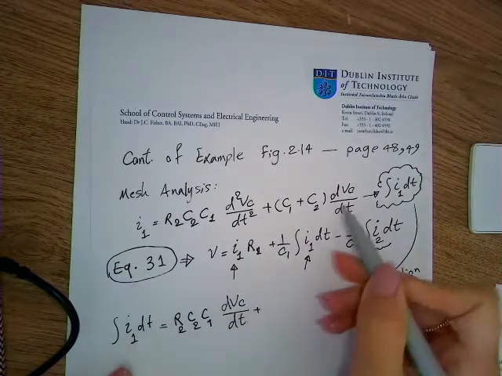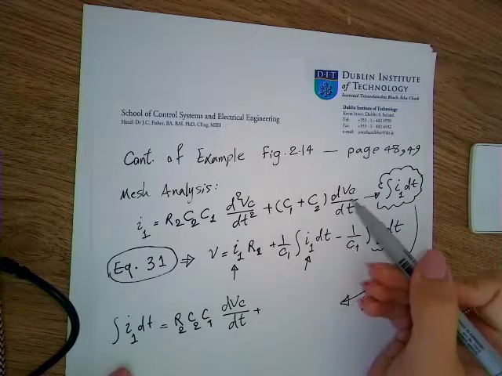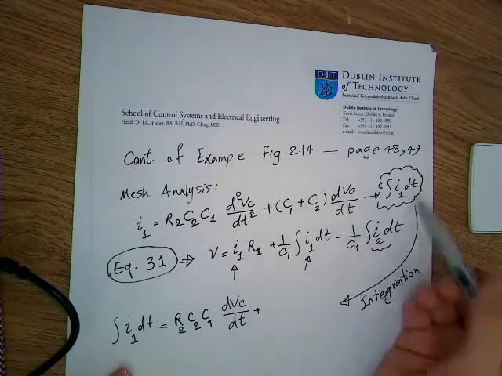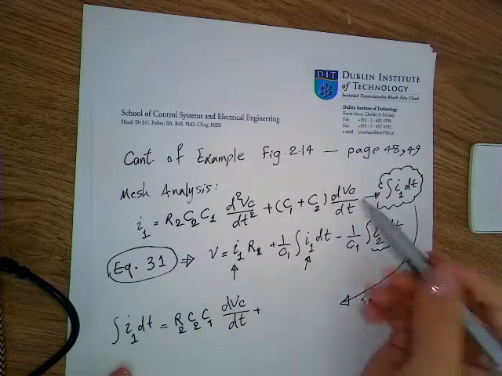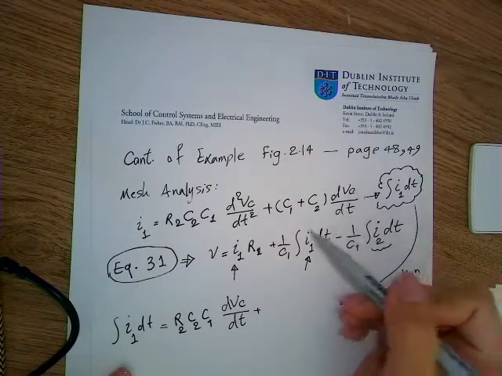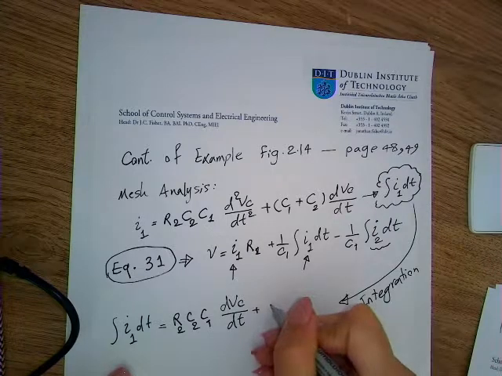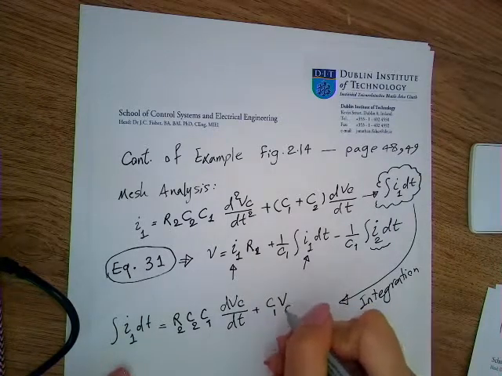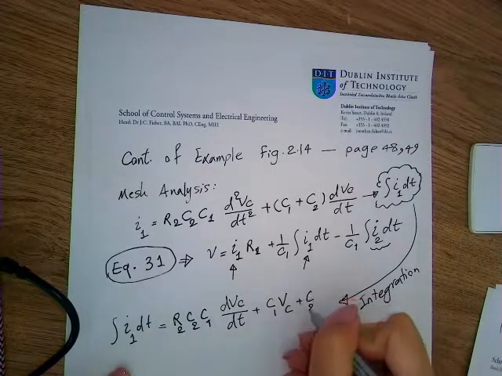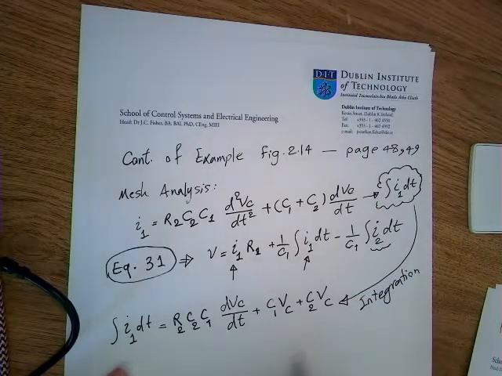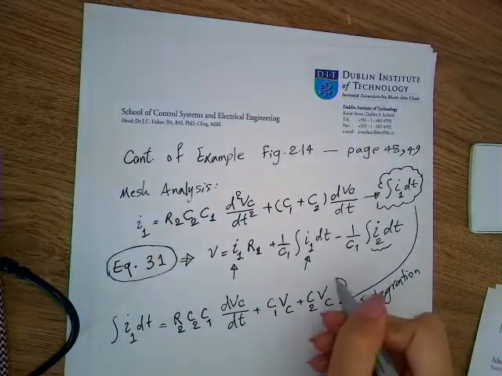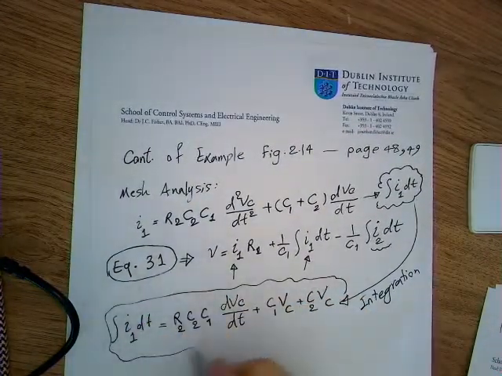For the second part, the first order derivative will be cancelled out with my integration, and Vc comes out, and I have that C1, C2, so it will be like C1 Vc plus C2 Vc. That is the result of integration of that.